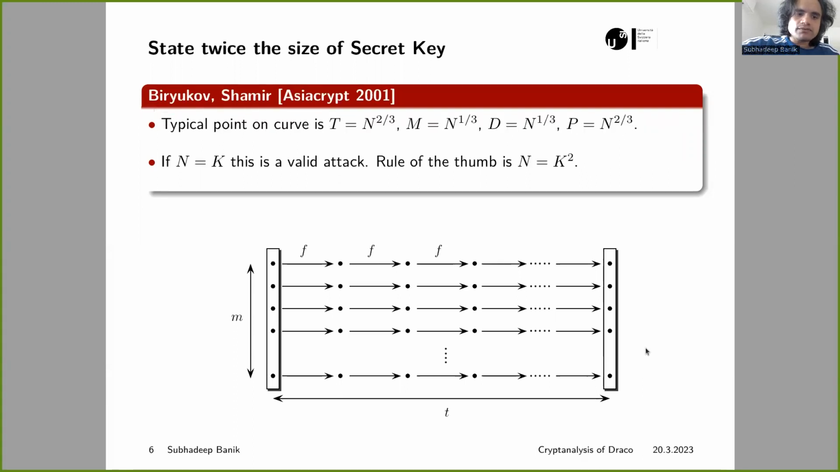A typical point on this trade-off curve is where both capital T and capital P are capital N to the power 2/3, which is less than N. If capital K denotes the cardinality of the key space and N equals K, which is to say that the key and the state size are equal, then this trade-off point represents a valid attack against the stream cipher. So as a rule of thumb, capital N was set to K squared, after which it is not possible to find a point on this curve for which both capital P and capital T, the online and the offline complexity, are less than capital K.